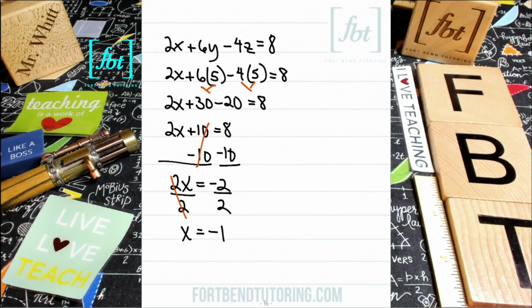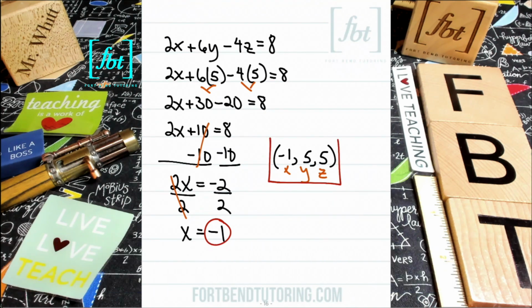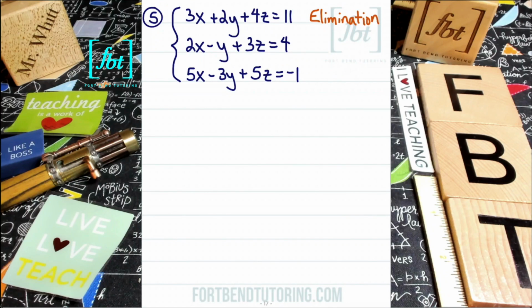Put a red circle around that, because this is what we're holding on to as we write our final solution as an ordered triple, that is negative 1, 5, and 5. In other words, our x value is negative 1, our y value is 5, our z value is 5 as well. Red, box it. Just like that, people. And that was problem number 4. Let's continue. Here we have problem number 5, and our method will be the elimination method. We have a system of equations, 3 equations with 3 variables, and we'll be solving for these.